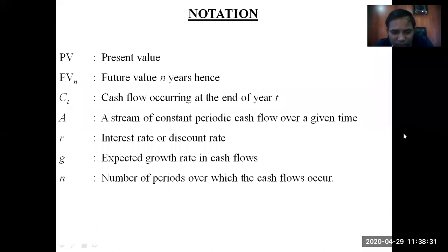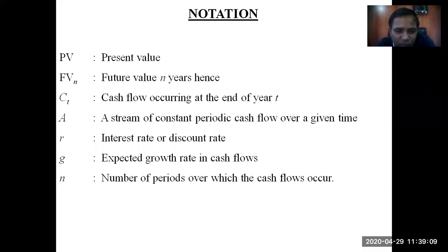These are the various notations that we use while solving sums of time value of money. PV stands for present value, FV stands for future value n years hence. Now, you'll see there is no n mentioned for PV because it is present value. It is a time zero value, so no n is required. Whereas here FVn is mentioned. FVn can be the future value of a single cash flow, a continuous cash flow, or multiple periods of cash flow after n years. It means it can be after 1 year, after 10 years, after 5 years, or any number of years.